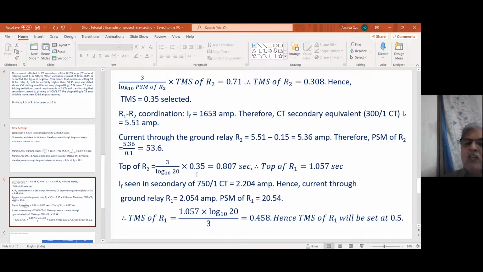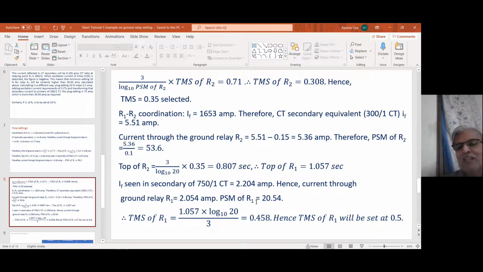0.35 I know. TMS of R2 I have calculated, right? For R2, my time of operation of R2 becomes 0.807. Adding 0.25, time of operation of R1 is 1.057. For same fault current, that is 1653, if you convert 750 by 1 CT, that is 750 is 1, 1653 is what? That is 2.204. And therefore, the current through relay is 2.204 minus 0.15, so it is 2.054. So your PSM is 20.54.